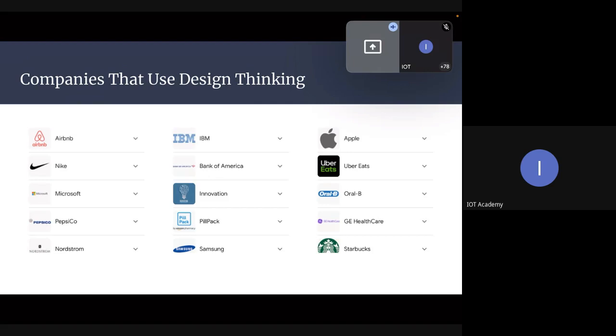Now, I've been talking of companies using design thinking. You may wonder, why are we sitting here? We are all working in schools. We are all working with students, with learners. How is it beneficial to us?